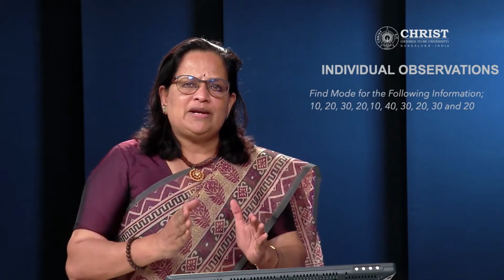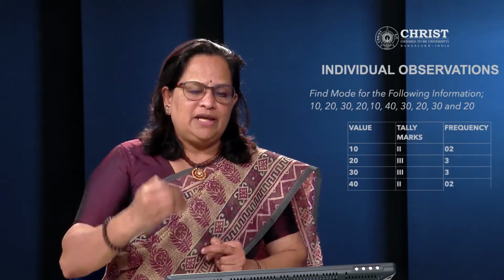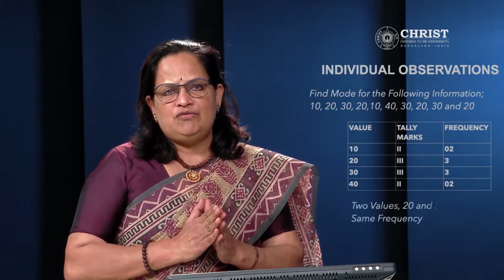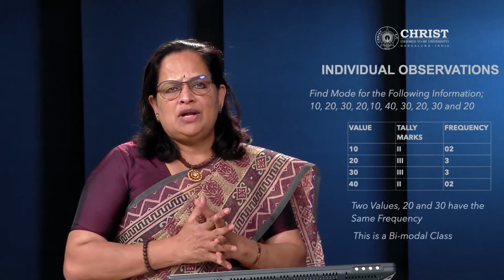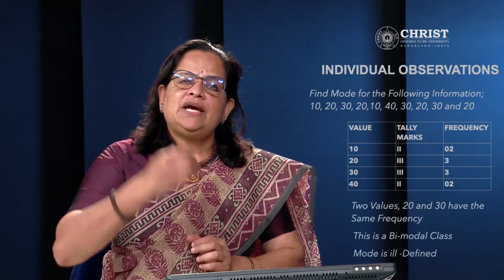Now we will come to a bimodal class. Find the mode using the following information. Values: 10, 20, 30, 20, 10, 40, 30, 20, 30 and 20. Now we will see how we analyze this. We write the values, tally marks and frequency values. Here you can see that values 20 and 30 have the same frequency, 3 each. Two values, 20 and 30, have the same frequency, so this is called a bimodal class, and mode is ill-defined.